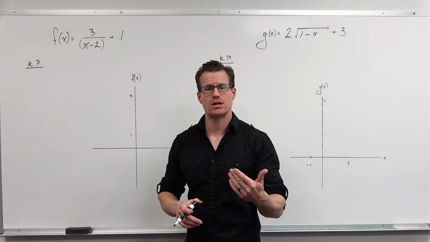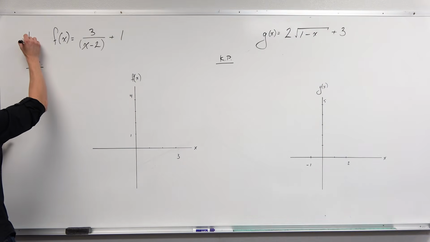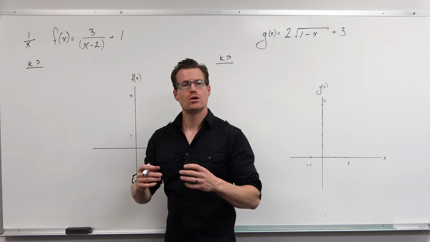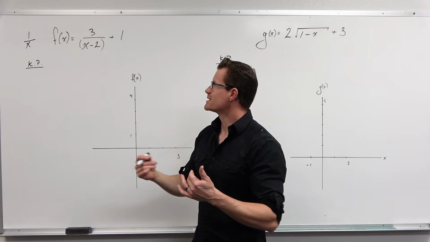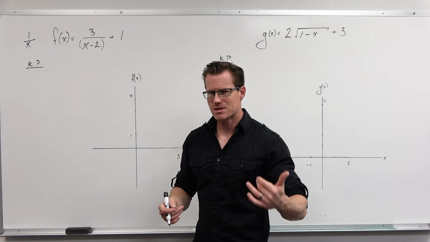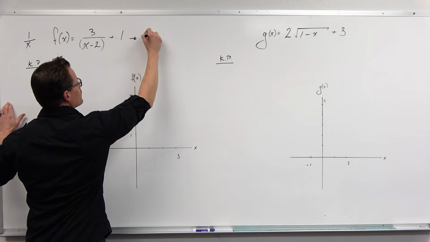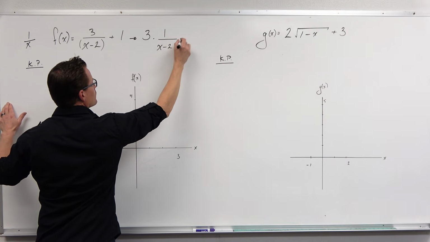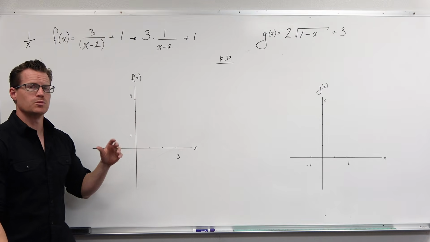It looks like a fraction. The only thing in our library of functions that has a fraction is 1 over x. Make it look as close to that as possible. What I mean by that is the 3 is kind of messing us up. Sometimes it's a little bit better for us to write this as 3 times 1 over x minus 2, plus 1.